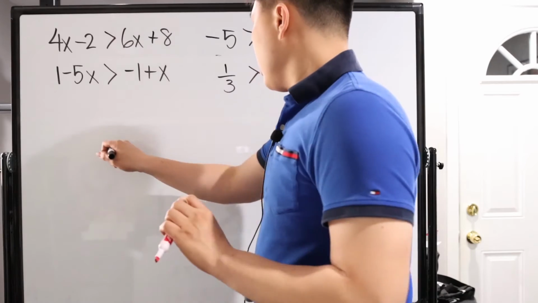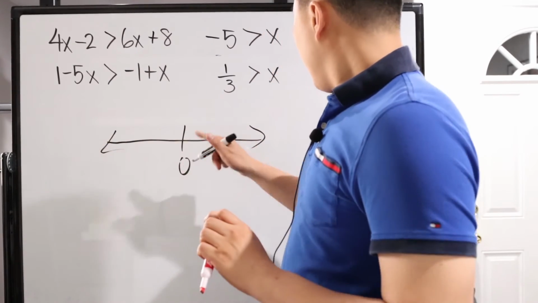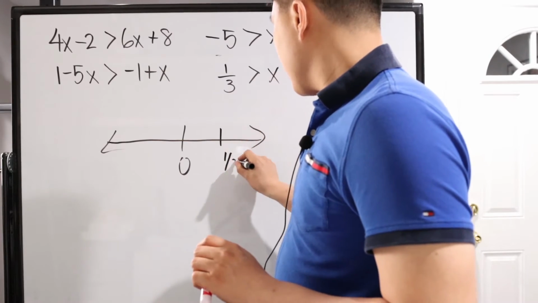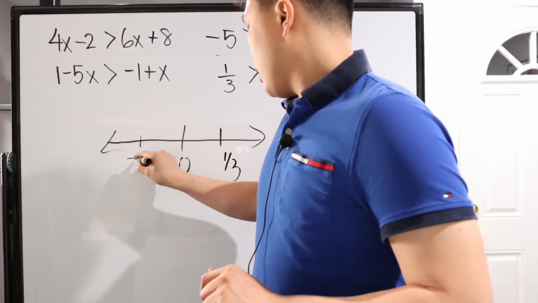We draw a number line. Here it is. The lovely number line. We have a 0, and then one of them is going to be 1/3. That's on the positive side, so it's roughly right here, not drawn to scale. And the other one is a negative 5, so that's going to be on the negative side. It's right here, once again, not drawn to scale.